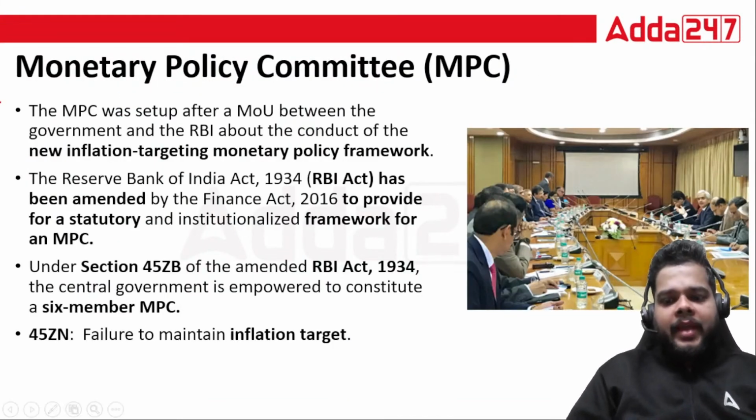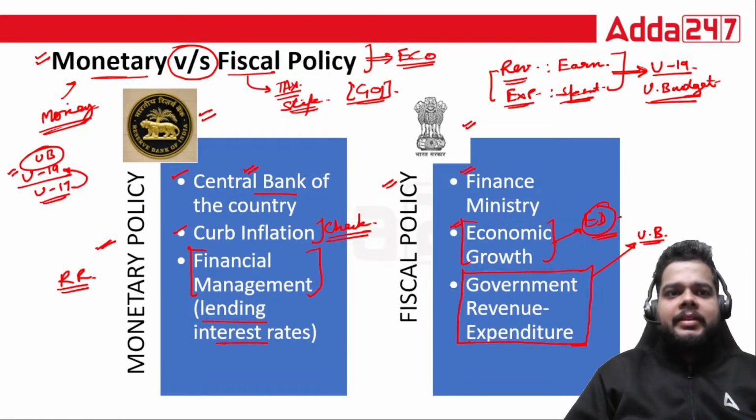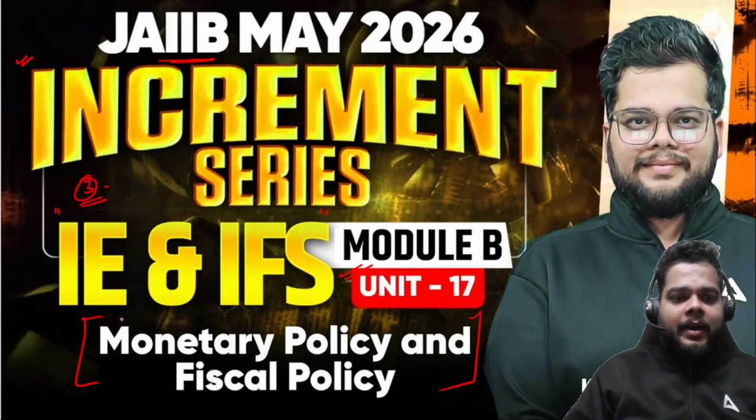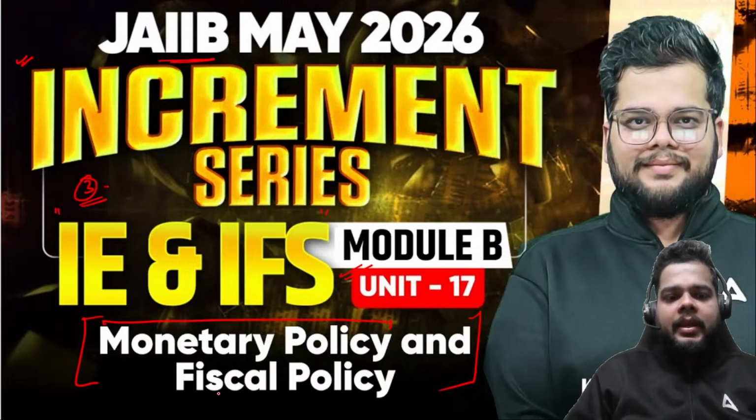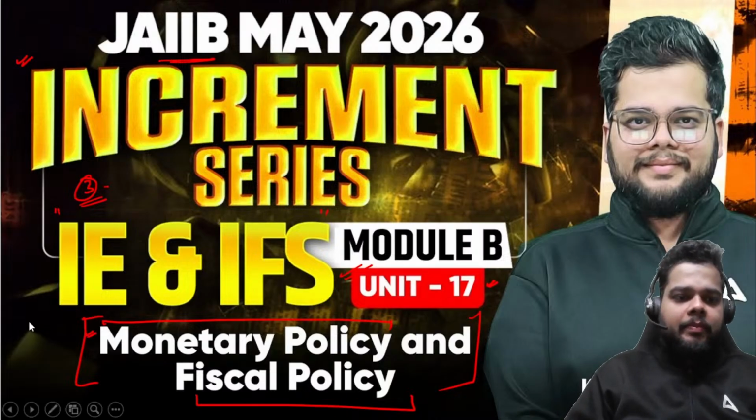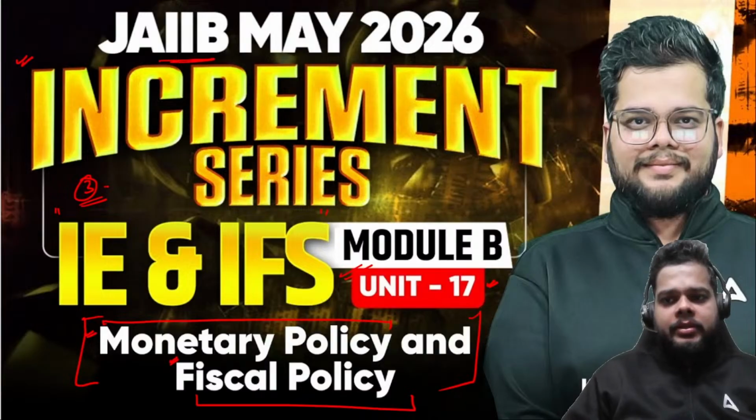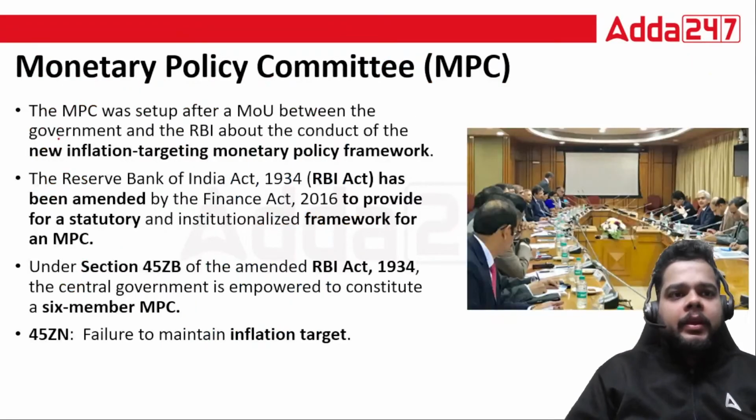Now, as you must have understood, this chapter will be divided into two parts. One is monetary policy, another is fiscal policy. The most important aspect of the entire unit 17 will be monetary policy. Fiscal policy, as I have just told you, will be dealt with in greater detail via the Union Budget chapter, unit number 19. So let's start our discussion around monetary policy.